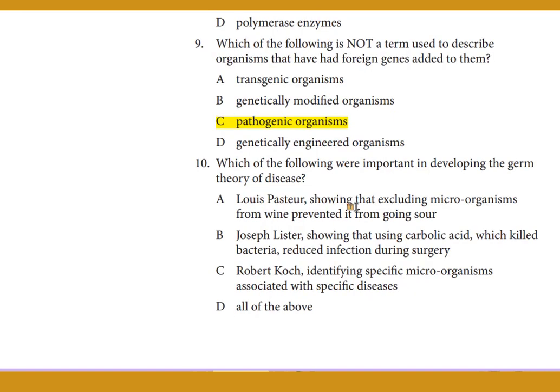Question number 10. Which of the following were important in developing the germ theory of disease? A, Louis Pasteur, showing that excluding microorganisms from wine prevented it from going sour. B, Joseph Lister, showing that using carbolic acid, which killed bacteria, reduced infection during surgery. C, Robert Koch, identifying specific microorganisms associated with specific diseases. D, all of the above. The answer is all of the above. These three great eminent scientists conducted their own experiments and discovered certain ideas to develop the germ theory of disease.